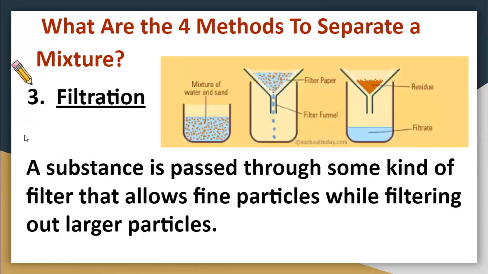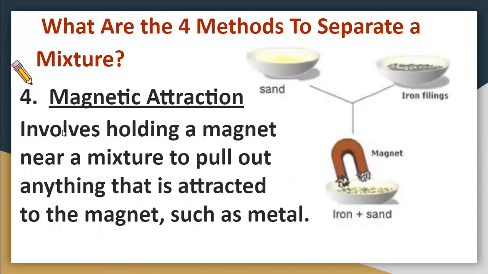A third way to separate mixtures is filtration. That is, a substance is passed through some kind of filter that allows fine particles while filtering out larger particles. So here's a mixture of sand and water in this picture. You can see the filter paper there. It's allowing the water to come through, but it's catching the sand. So in the end, you get the sand left and the water's in the bottom of the jar. So that's filtration.